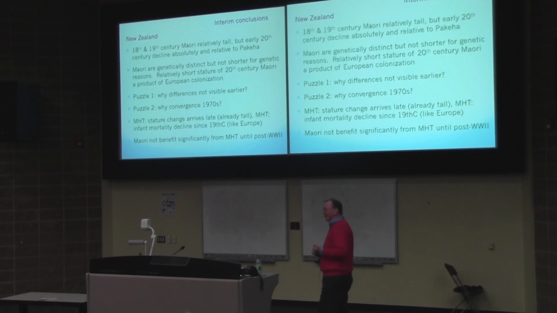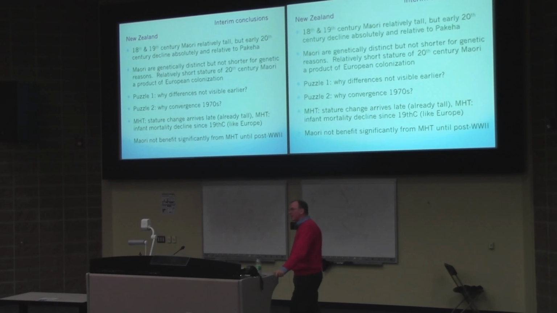So it's a particularly complicated story because there wasn't a difference. You're really hard-pressed to see much of a difference in the 19th century, people born in the 19th century, between Maori and Pakeha. They are genetically different. So in this case, they're genetically different, but they're just as tall.